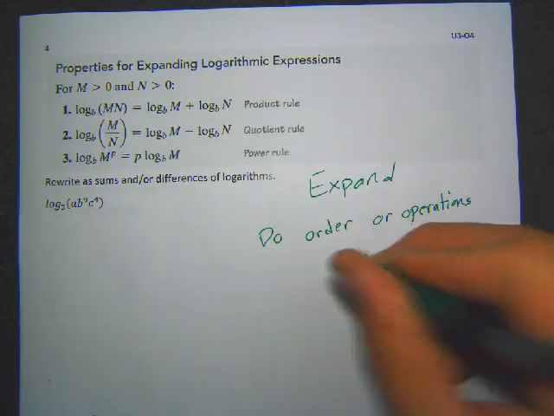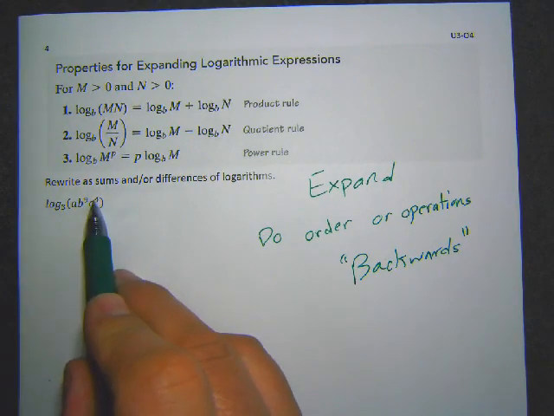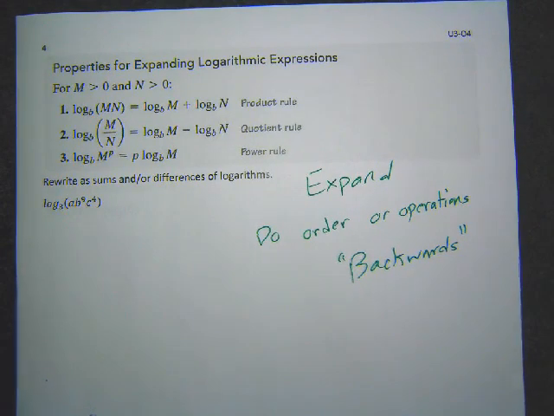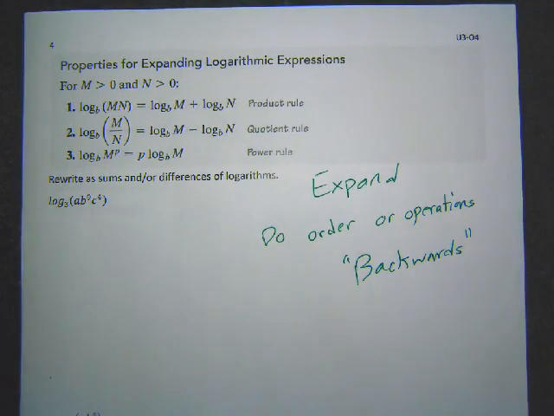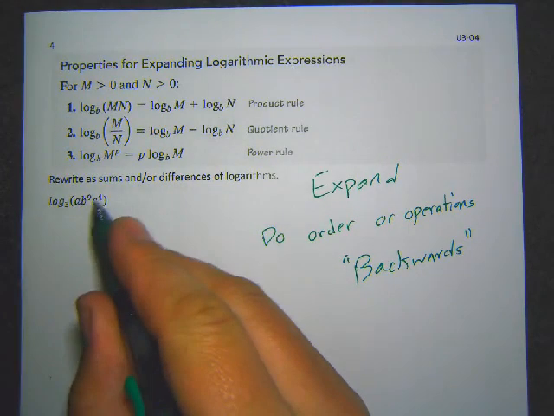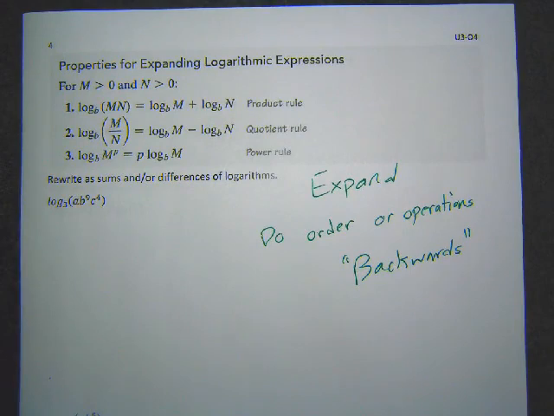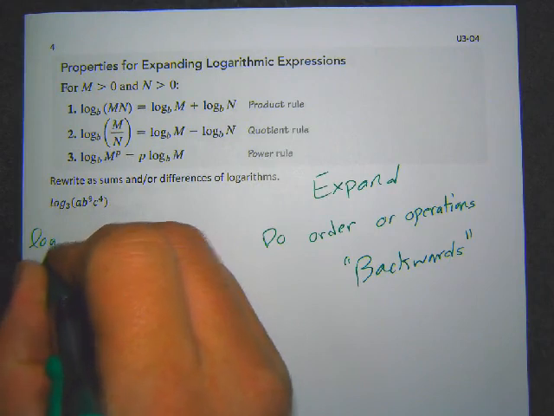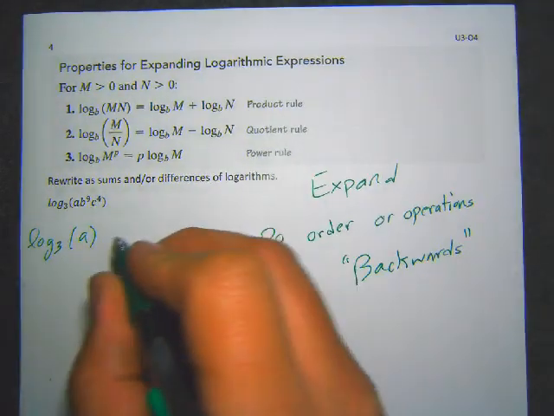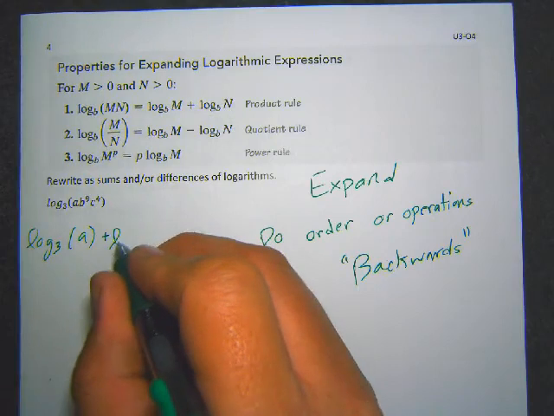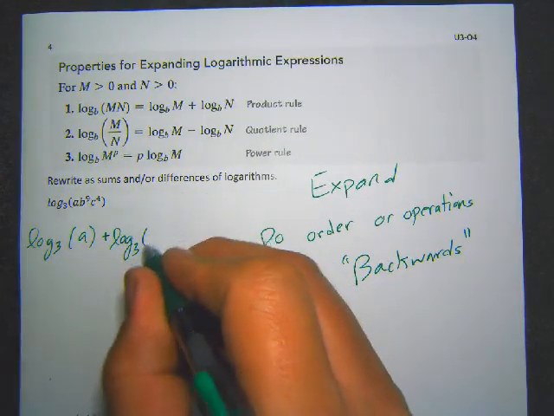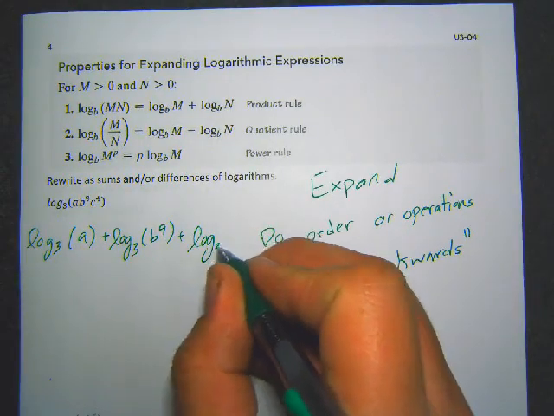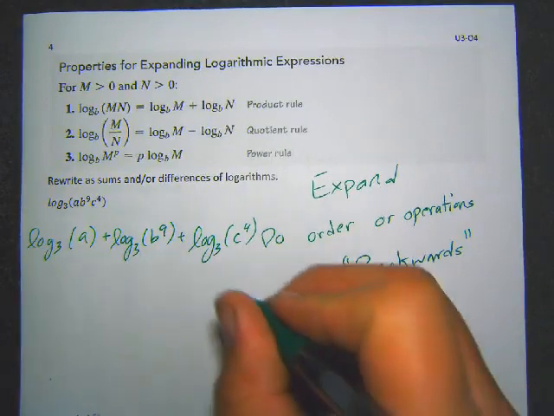So what that means for this problem is normally I would do my powers first and then I'd multiply. So to expand this, I'm actually going to undo the multiplication before I deal with the powers. That's where it matters, because if someone tried to come in here and use the power rule first, it wouldn't work. You have to break up the multiplication first. So this one becomes log base 3 of a plus, because this is multiplication, log base 3 of b to the 9th, plus, because that's another multiplication, log base 3 of c to the 4. So this is the product rule.